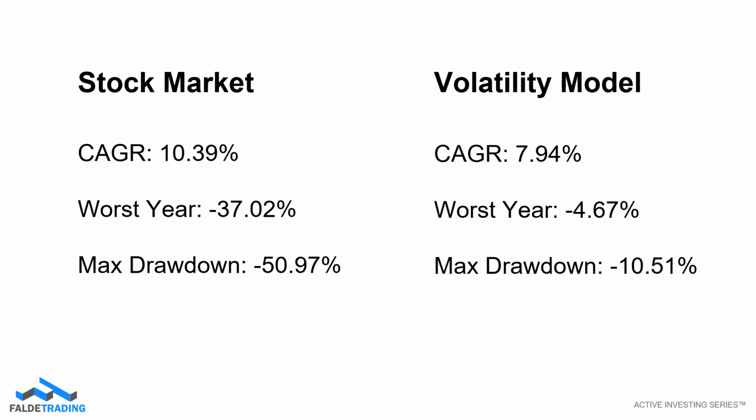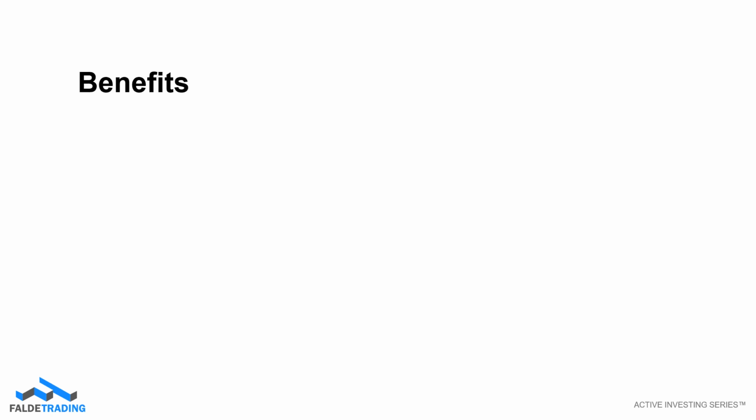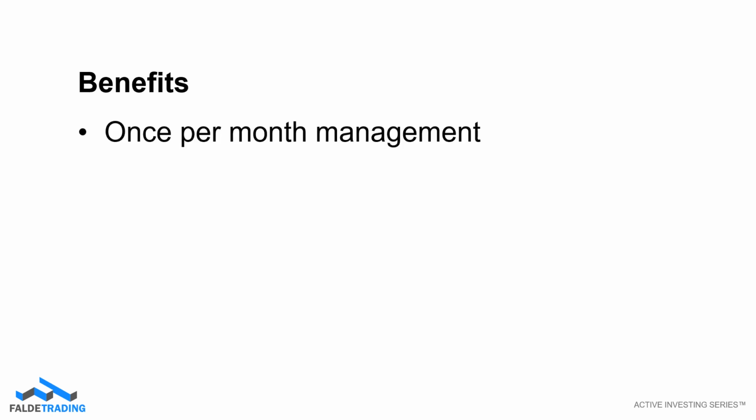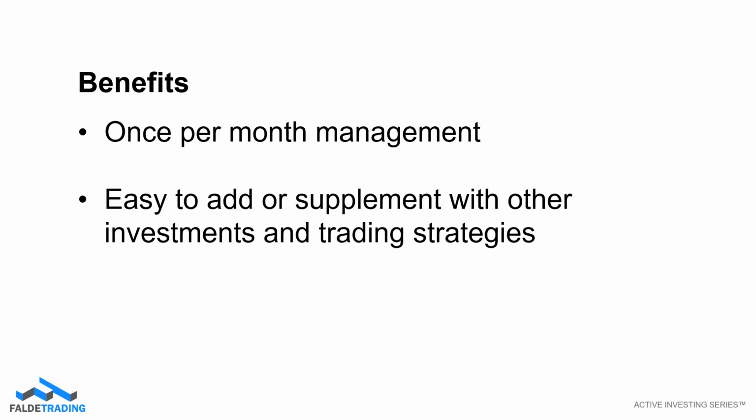Really, really powerful stuff, especially considering how simple it really is with a once per month management. Okay, once per month, you get in, you look at volatility, you figure out your size, you change the size, you reallocate a little bit to bonds. Very simple. And it's easy to add something like this or supplement with other investments and investment strategies and trading strategies that you have. This is a great core base type of allocation methodology that you can use.